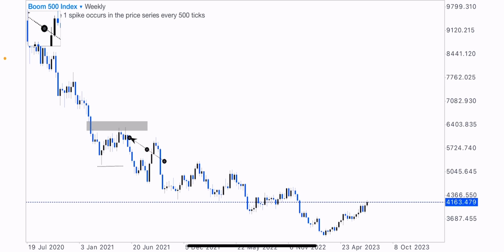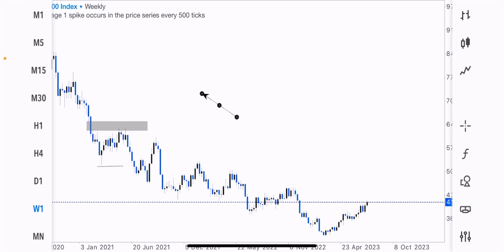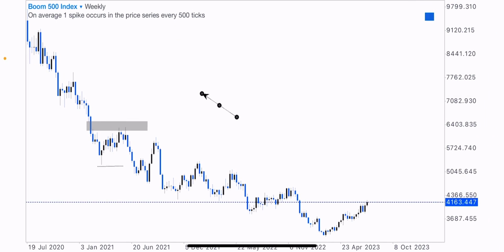Now after breaking this mega structure, price reacted back so that it can mitigate this order block. So we have this order block mitigation. Let me identify this order block. So we have mitigation of this order block. Now after mitigating this order block, we see the price dropping towards the downside.